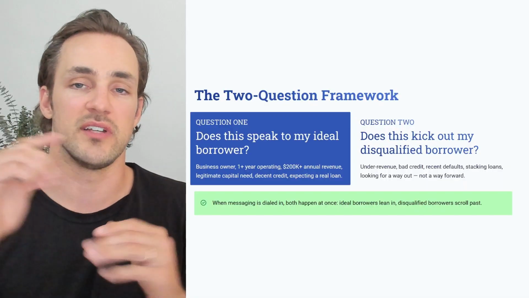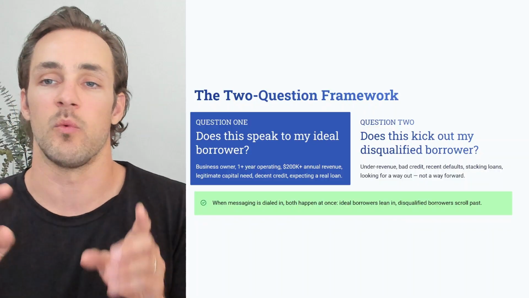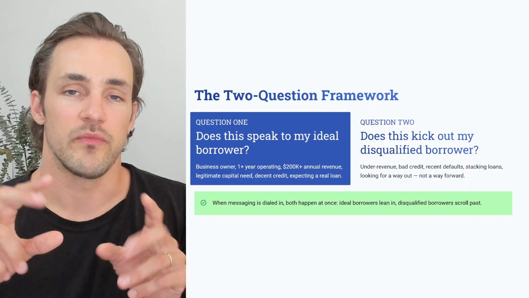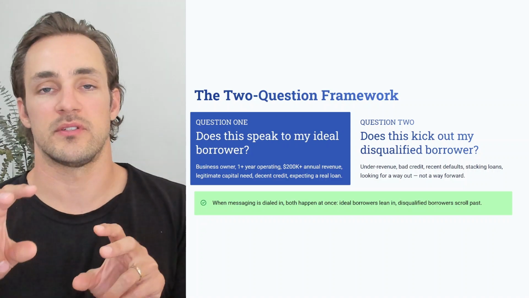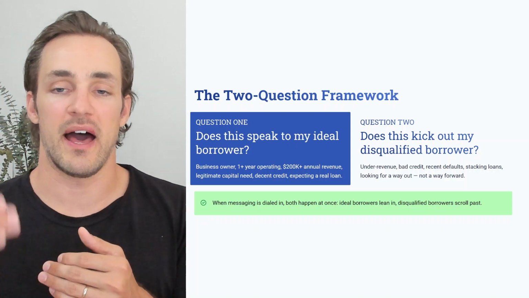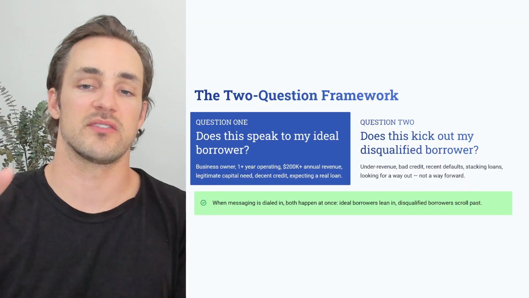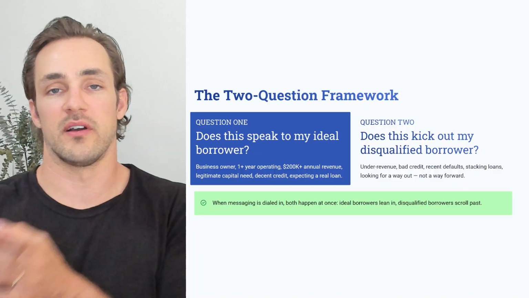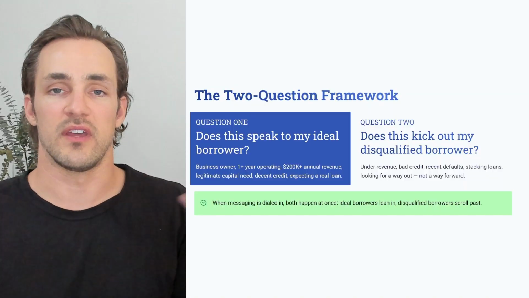And if your messaging doesn't actively repel them, they will find your ad, they will click on it, and they will get inside of your CRM and start to waste your sales team's time. The mistake that most people make is that they focus on speaking to their ideal customer, that they forget to repel the bad fit and close the door on everybody else. And so those two things are not the same. You can speak to your ideal customer without pushing away your disqualified borrower if your messaging, again, is too broad.